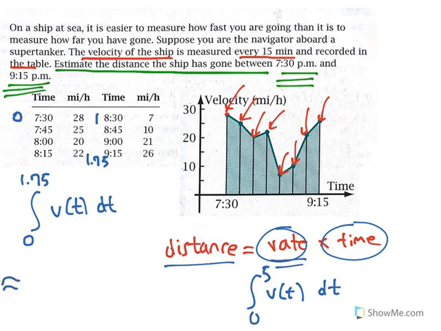And you can approximate the value of this definite integral by using the trapezoidal rule, because you can see that each of our time intervals are equally spaced. They are all 15 minutes apart, 7:30 to 7:45, 7:45 to 8, and so on. They're all 15 minutes apart, or 1/4 of an hour apart.